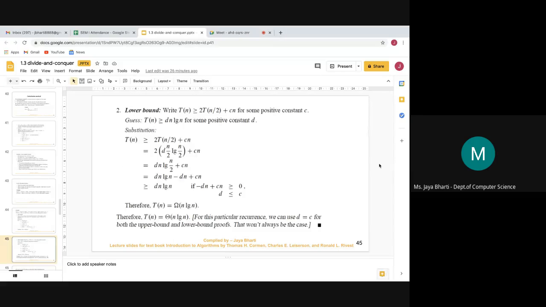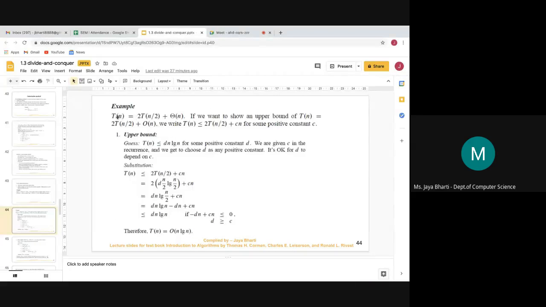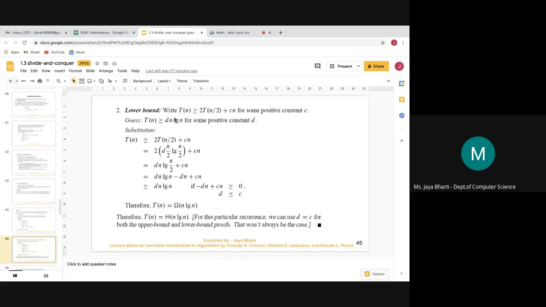Then in the next step, we will compute the lower bound. So for the lower bound, if we are computing the lower bound, this value should be the greater value. Okay, in the case of the upper bound, the right-side value should be greater, and in the case of the lower bound, the right-side value should be smaller. Okay, so we will write it like that T(n) is greater than or equal to 2T(n/2) plus cn for any positive constant c. Then we will guess the solution like T(n) is greater than or equal to dn log n. So we will do the same in the same way.